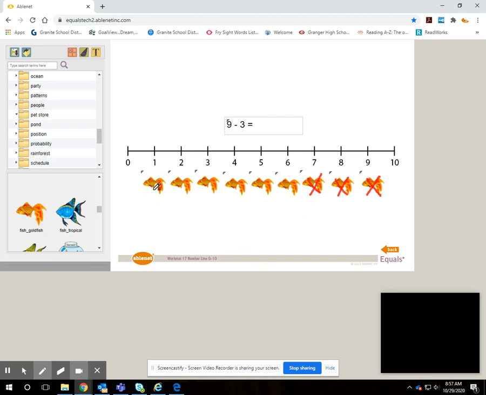Next, I would then count 1, 2, 3, 4, 5, 6. I have 6 goldfish left, right? If I were using my number line, I start at number 9. So I find number 9 right here. I know that I'm counting back because it's a minus sign. It's a subtraction, right? I'm counting back. So I'm going to count this way. And I'm going to count back 3 spaces. 1, 2, 3 spaces brings me to number 6.